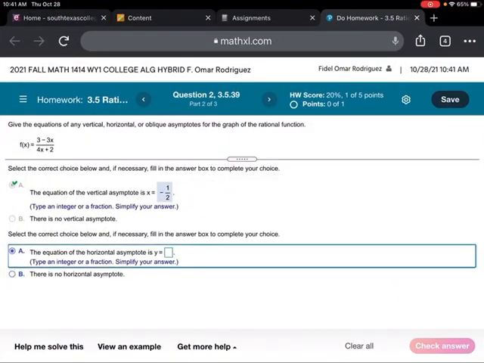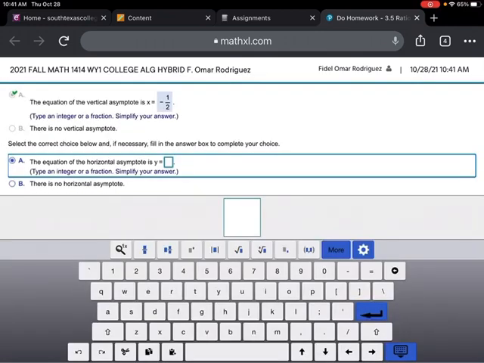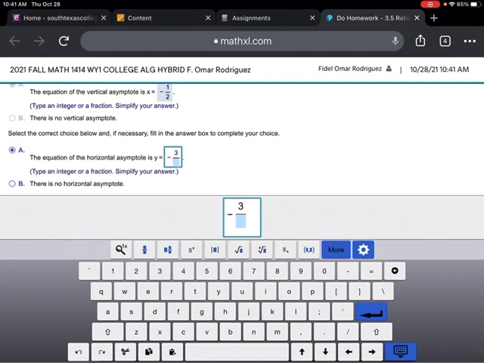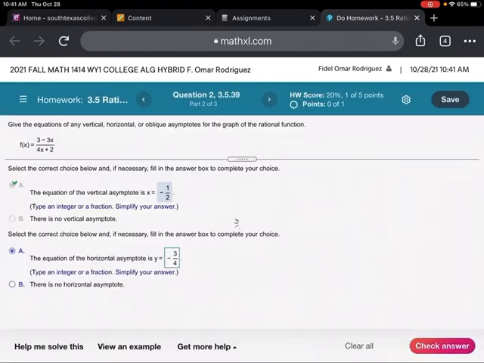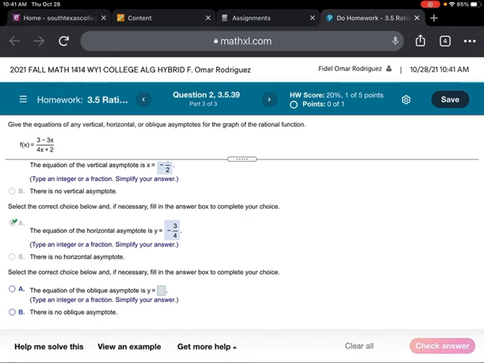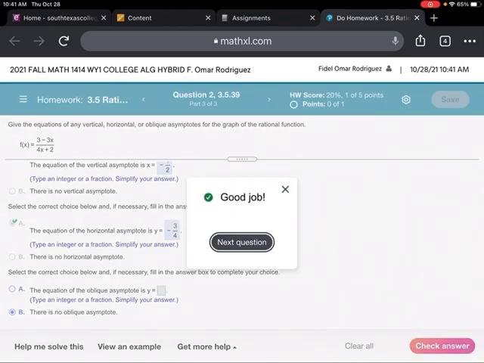So let's come back to our problem. And right here, we're going to put negative 3 over 4. And we're going to check our answer, and we got it. And then what about any oblique asymptotes? So y'all, we don't have any oblique asymptotes, okay? So I'm going to go ahead and check my answer here.